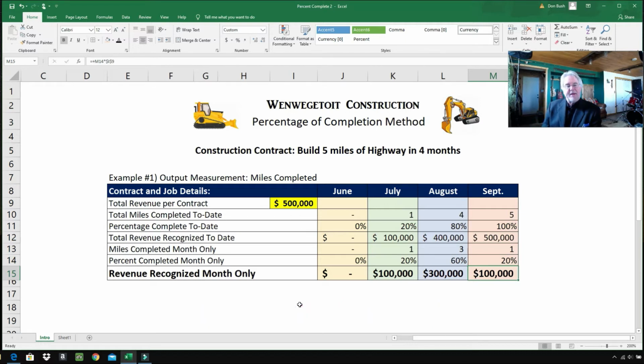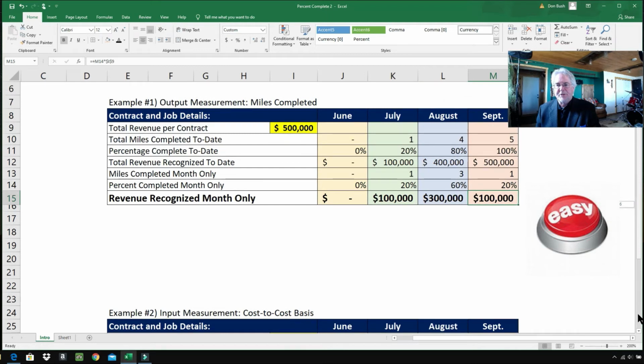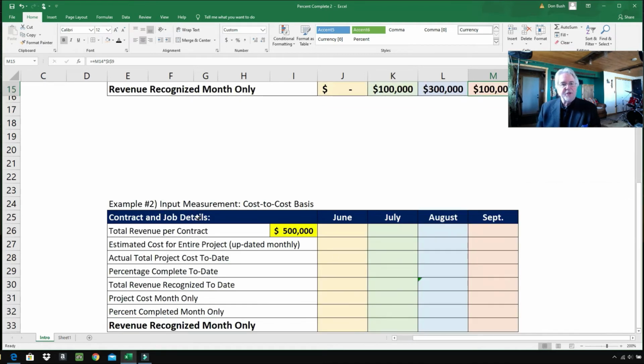Now this output measure, miles completed, works really great when the highway miles are all very similar. We're not going through the Rocky Mountains where we have to do a lot of digging and blasting and things could take forever. This method works great. At the same time, a lot of companies find it better to use another method called the cost-to-cost basis. Cost-to-cost means how much do we think it's going to cost us to build this project and how much have we spent so far.